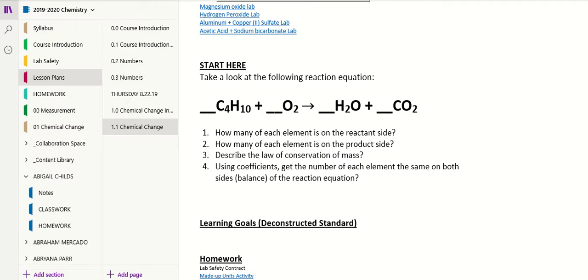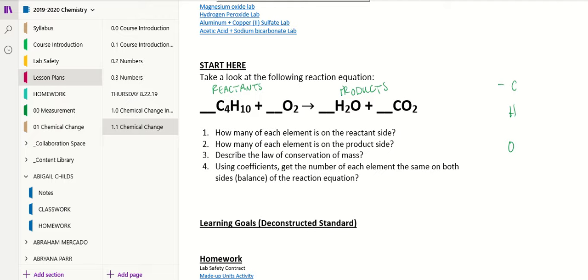So first off, what elements exist in this reaction equation? Carbon, hydrogen, and oxygen. How many carbons are on your reactant side? Which side is your reactant side, by the way? Reactants. And which side is your products? Products. Okay. So, right side products, left side reactants.